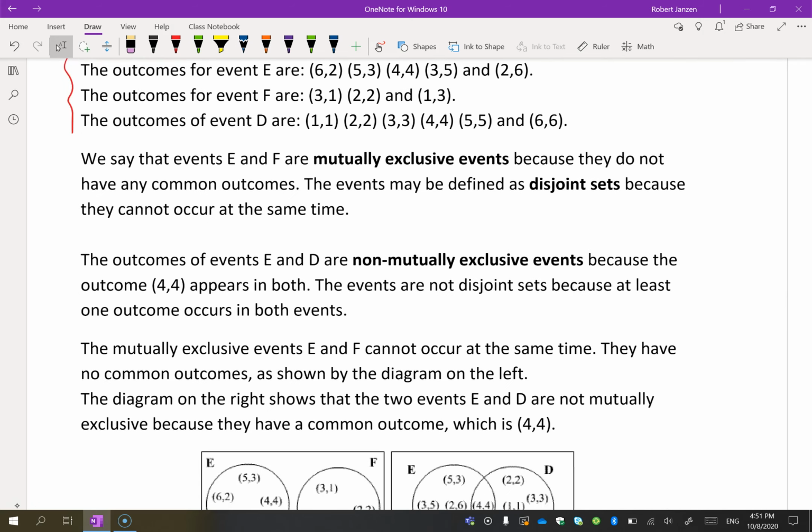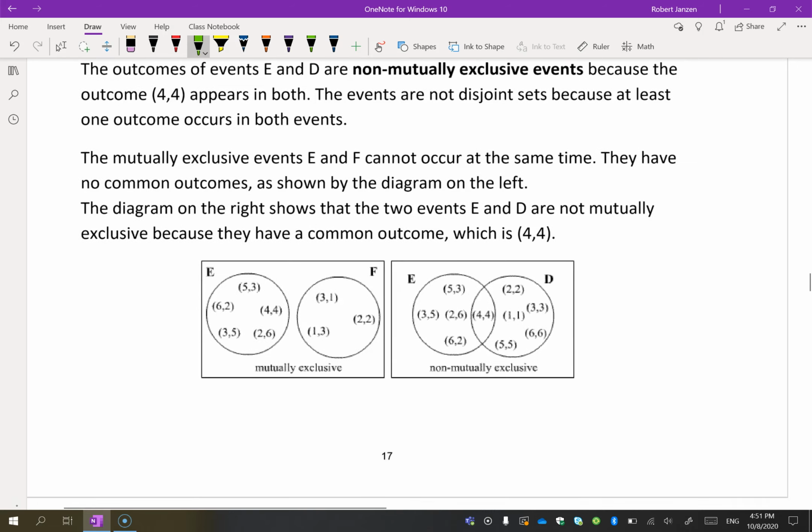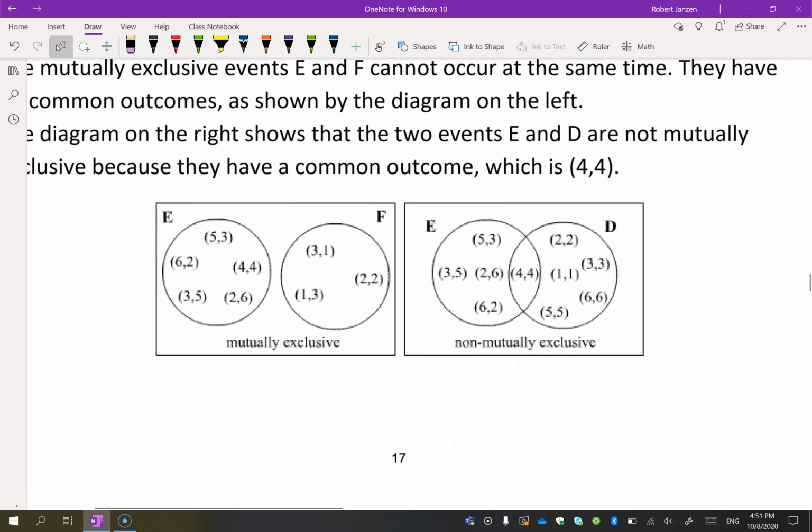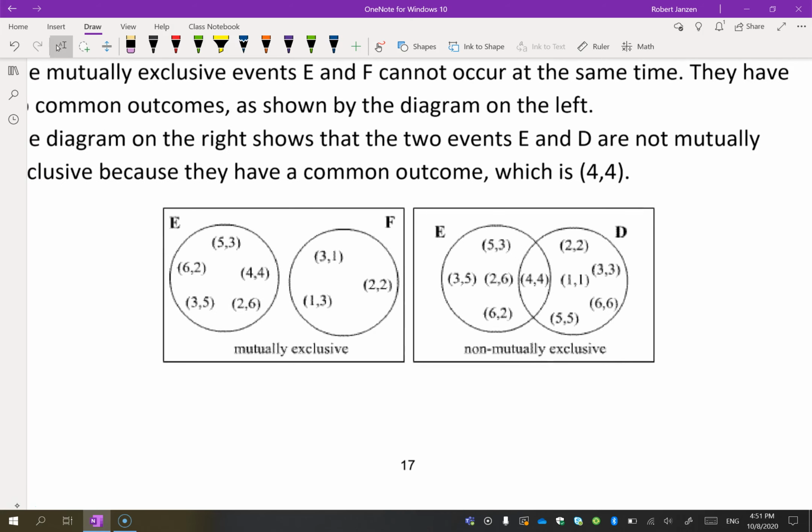Okay, the outcomes E and D are not mutually exclusive events because 4, 4, two 4s, appears in both sets. These are not disjoint. Okay, and I've used some Venn diagrams here to show the two situations. You can see E and F are mutually exclusive, while E and D are not mutually exclusive because they share that one event.